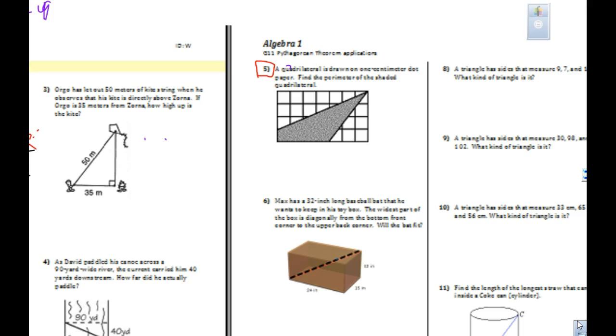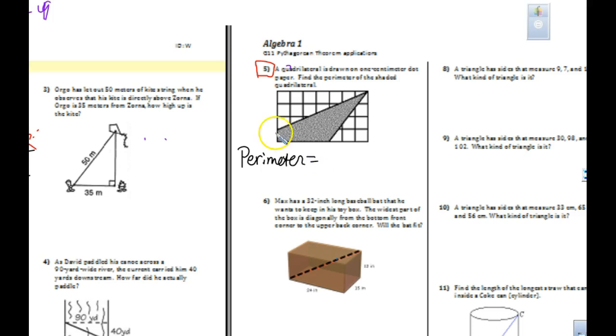Okay? So this first part is all on Pythagorean theorem. But question 5, if we read that, Ava says to do what? A quadrilateral is drawn on 1 centimeter dot paper. Find the perimeter of the shaded quadrilateral. So we just said earlier in our notes that to find the perimeter is the distance around.